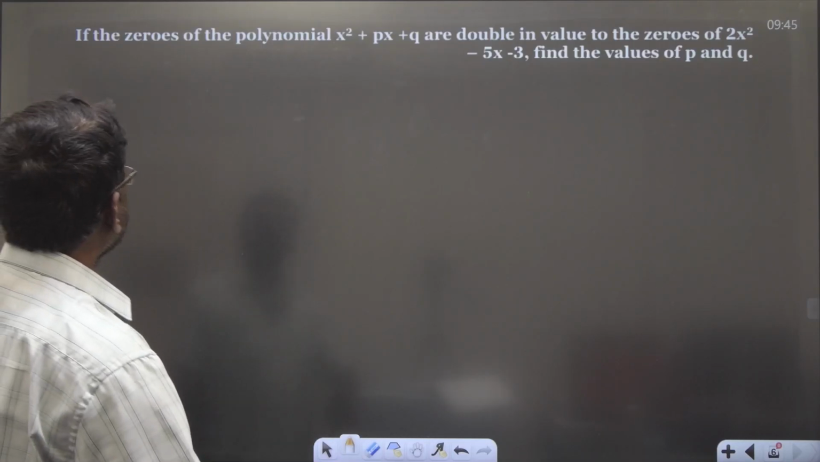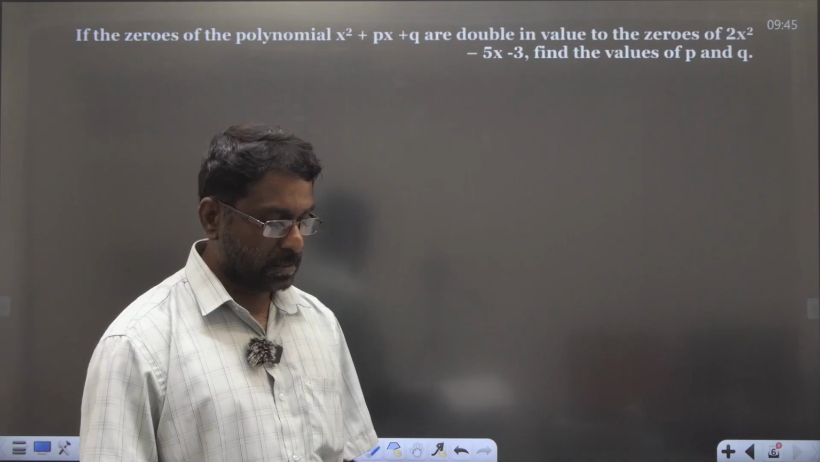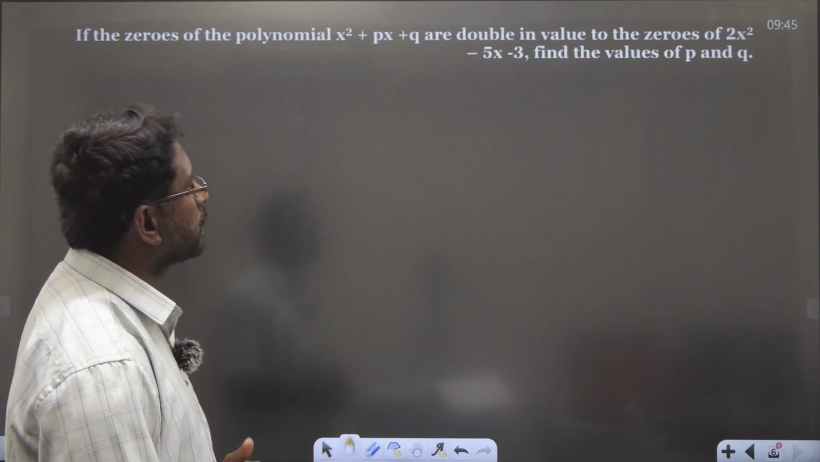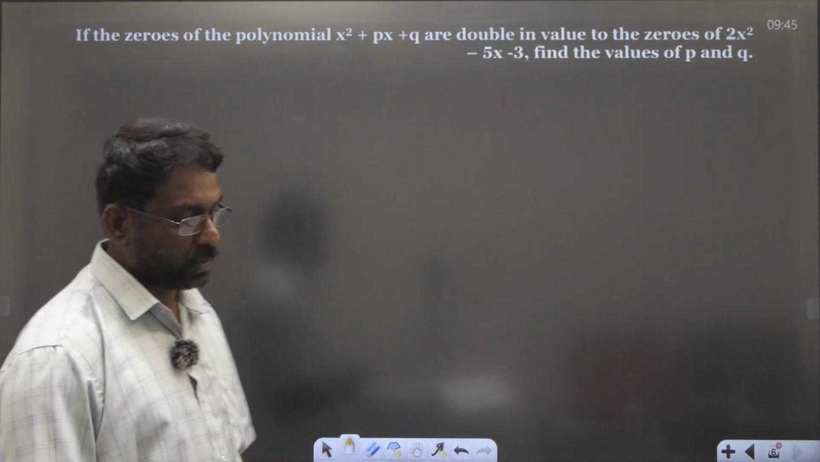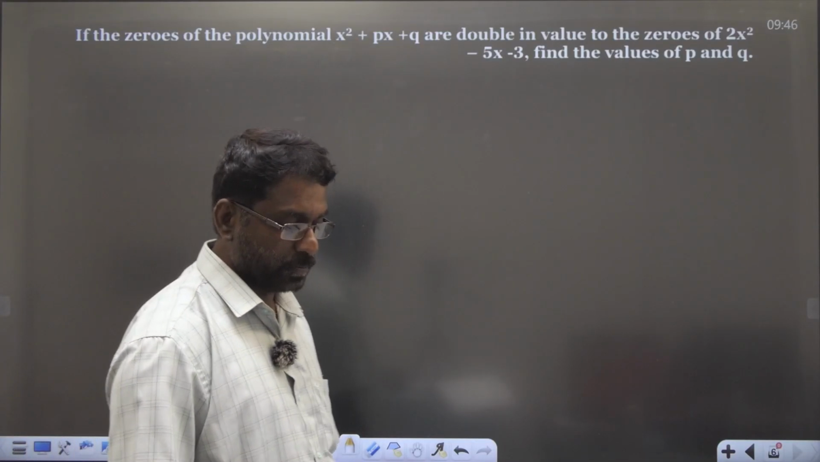If the zeros of the polynomial x square plus px plus q are double in value to the zeros of 2x square minus 5x minus 3, find the values of p and q.